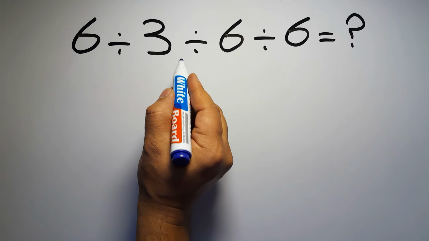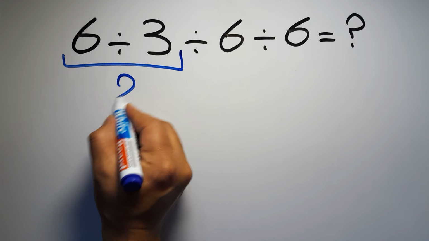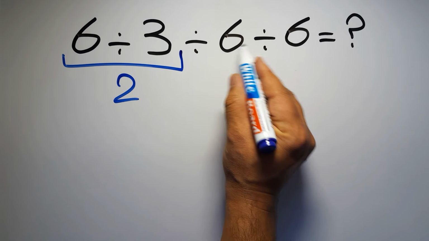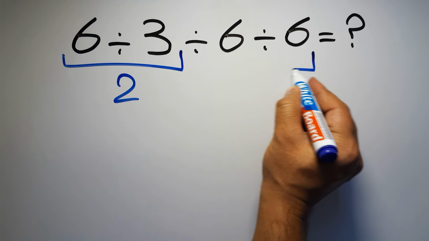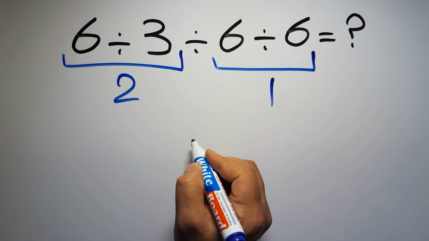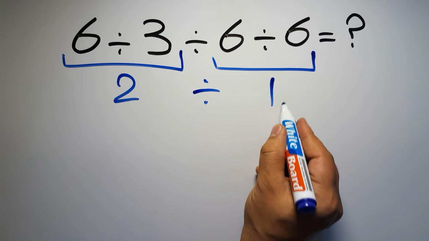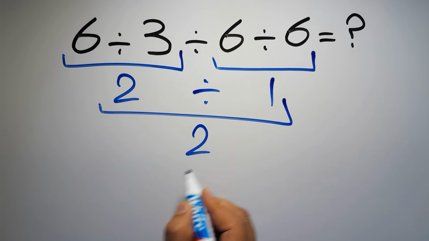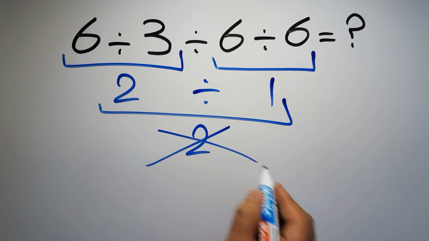6 divided by 3 gives us 2. And here we have 6 divided by 6, which equals 1. So 2 divided by 1 gives us 2. But this answer is not correct.